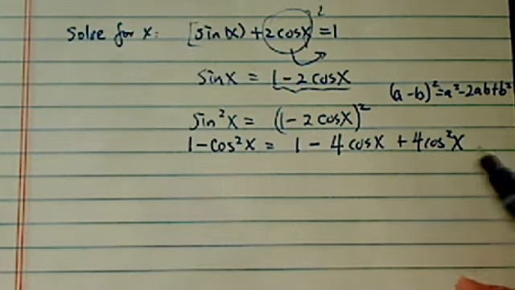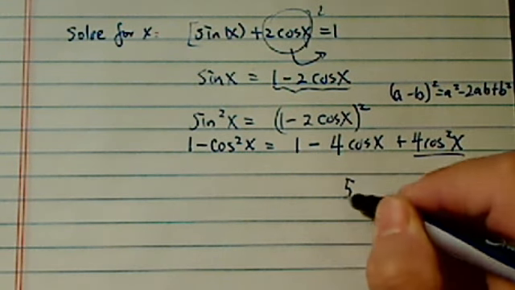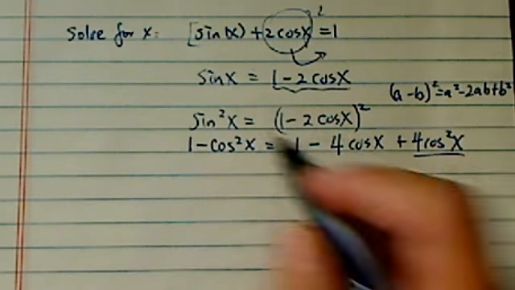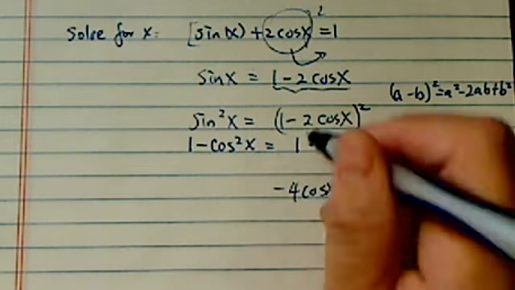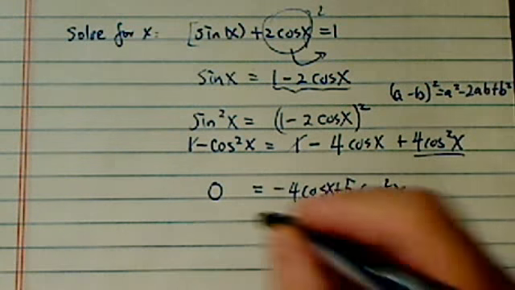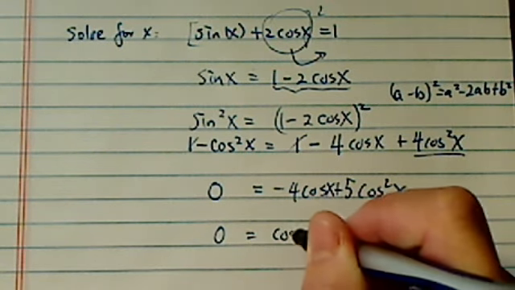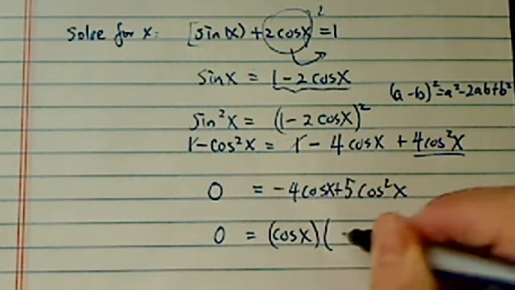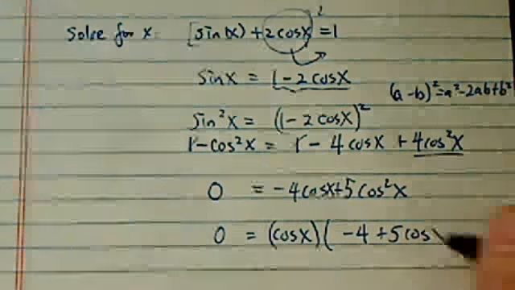Now we're in the position to collect them up. So let's move everything over there. I have a 5 cosine squared x over here, and a minus 4 cosine x. That's now moved, and this 1 and this 1 cancel out. I have a 0 equal to this side. Now, it turned out to be a pretty interesting one. So I have 0 equal to, let's pull the cosine x out, minus 4 plus 5 cosine of x.